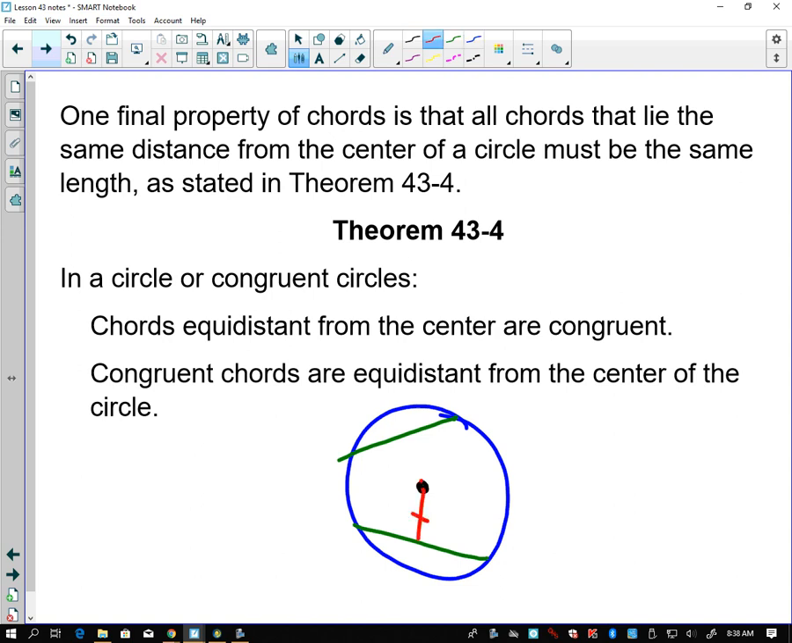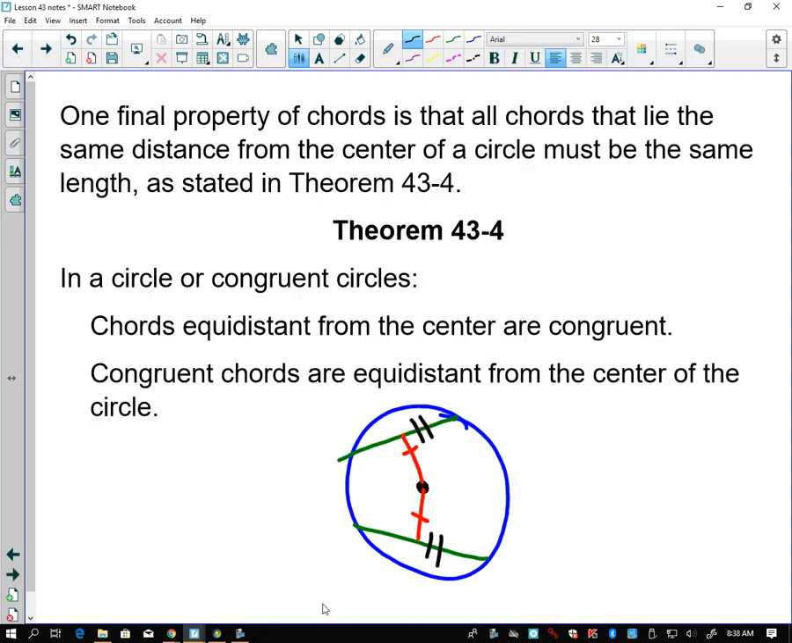and I see that those are the same distance away from the center, then I know that these two chords are congruent to each other. Congruent chords are equidistant from the center of the circle. So if I know that those two green lines are congruent to each other, then I know that they're the same distance from the center of the circle. Again, converse of each other. If I know one, then I know the other. If I know the other, then I know the one.